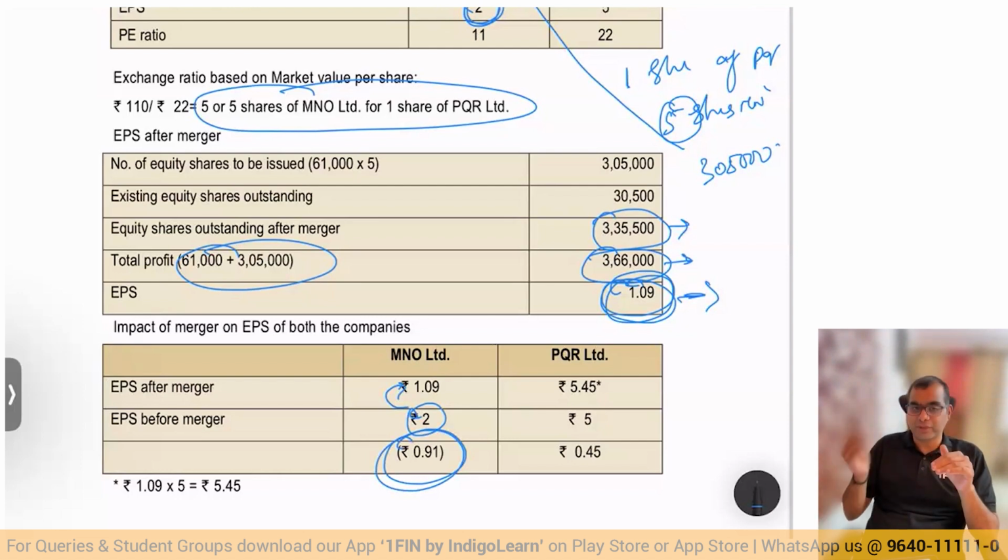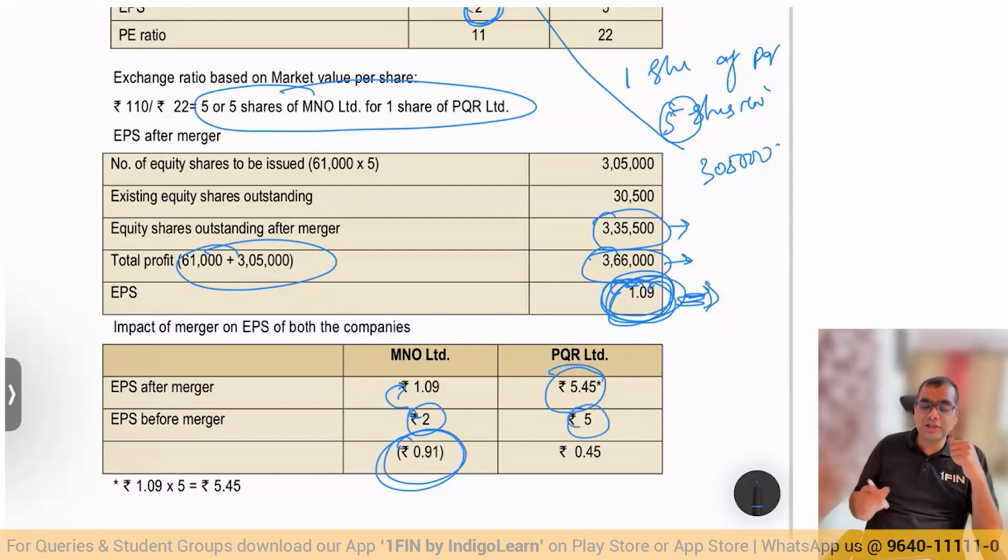A is from PQR. PQR will gain. How will they gain? Let us see. For 1 share of PQR, they're going to get 5 shares of M&O. So 5 into 1.09. What is 1.09? The new EPS of the company. So 5 into 1.09 is 5.45. This is the new EPS with respect to the shares held by the shareholders of PQR in M&O, the shareholders of the target in the acquirer.